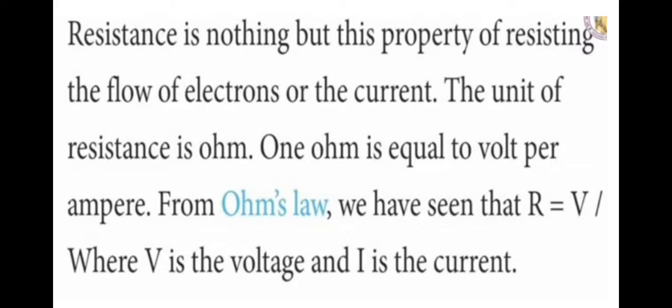The unit of resistance is ohm. 1 ohm is equal to volt per ampere. From Ohm's law, we have seen R is equal to V by I, where V is the voltage, I is the current, and R is the resistance.